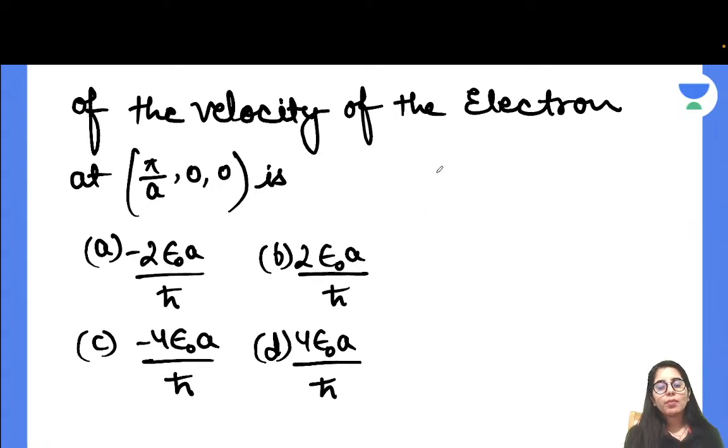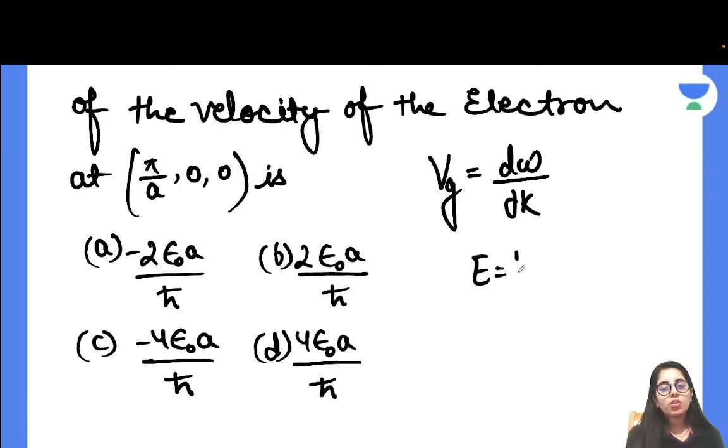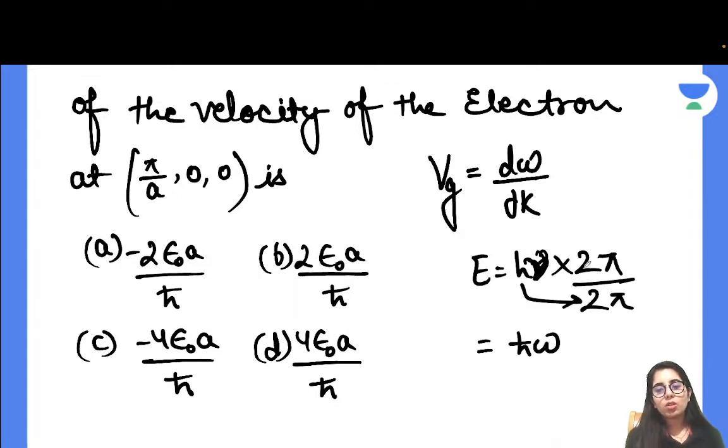So you know that for the group velocity, we have d omega over dk as a formula. But here you have the energy given to you. So what will you do? You need to know E is equal to h nu, or epsilon is equal to h nu. When you multiply it with 2 pi and divide by 2 pi, you get h bar omega, because h over 2 pi is h bar and 2 pi nu is omega.